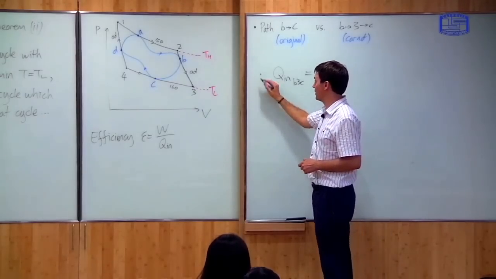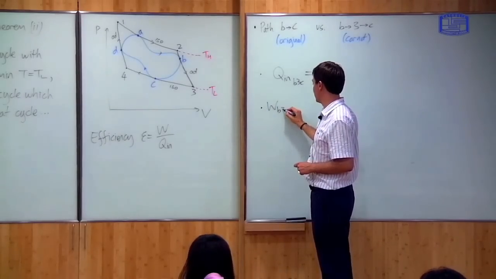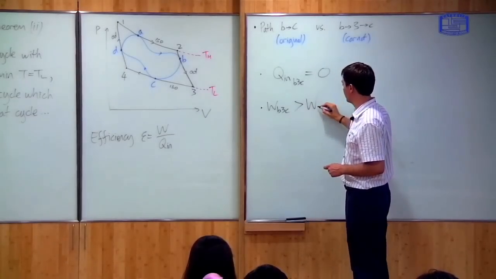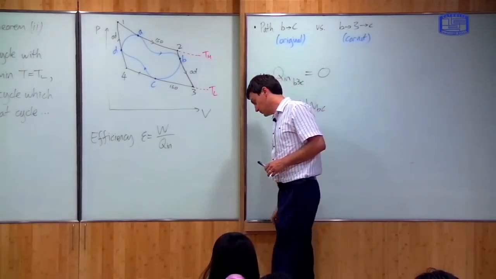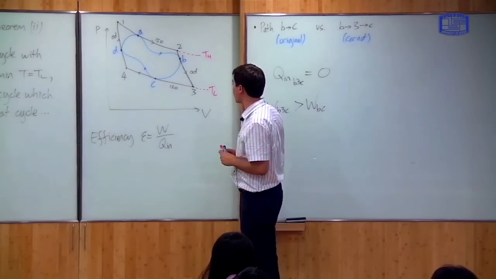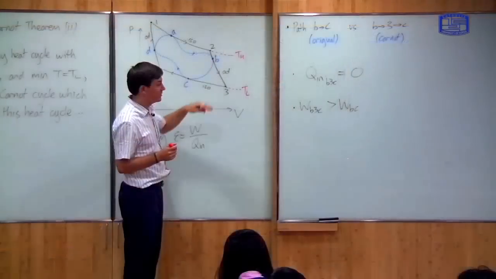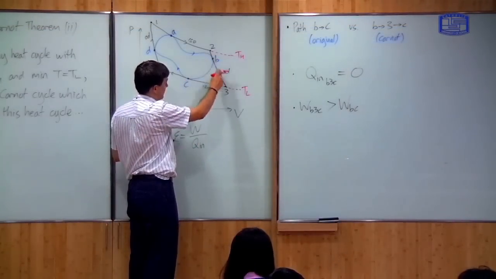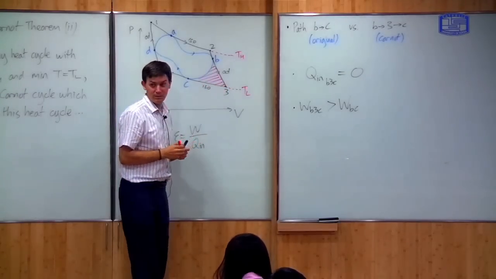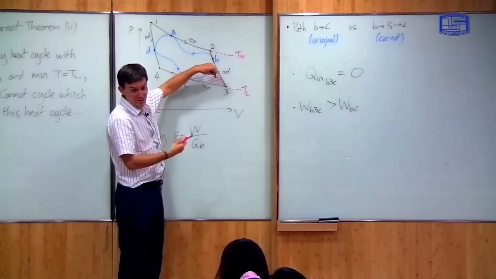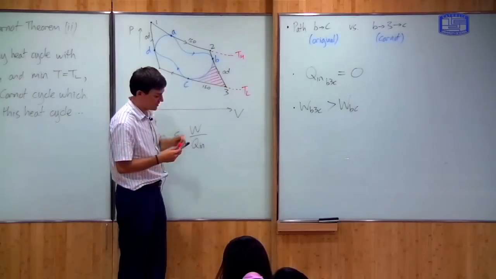So this is true, and it's also true that the work in going from B to 3 to C is greater than the work along the original path from B to C. Why is this true? Well, remember that work we interpreted as the area inside the path. So the difference in work going along this blue path and along this black path is the area here. So the Carnot cycle has a bigger area, and therefore it does more work. Definition of work was the area of this path in the pressure volume diagram.